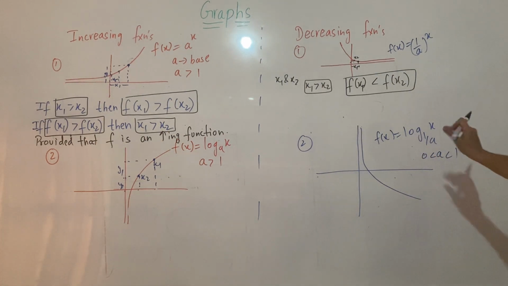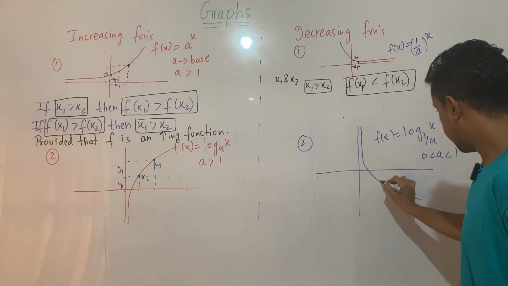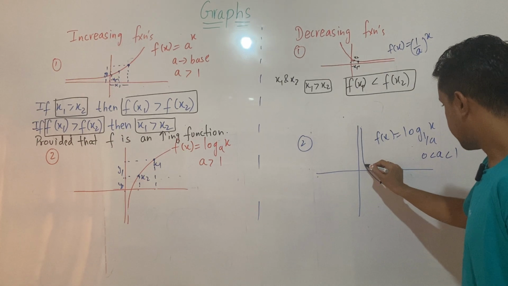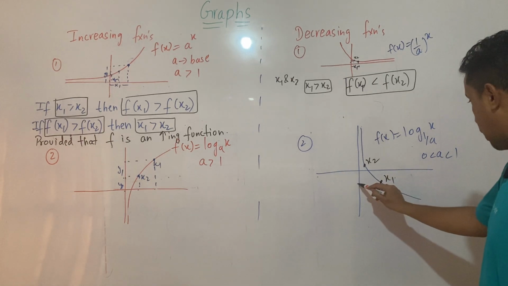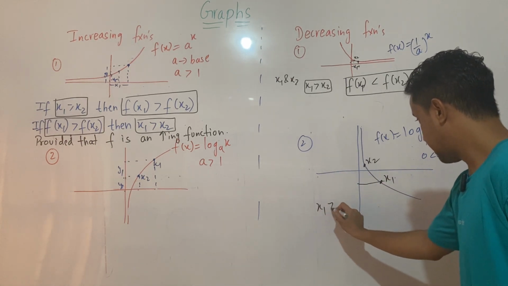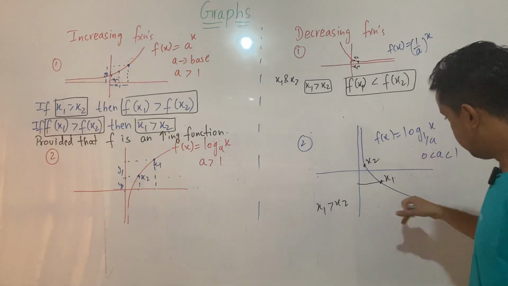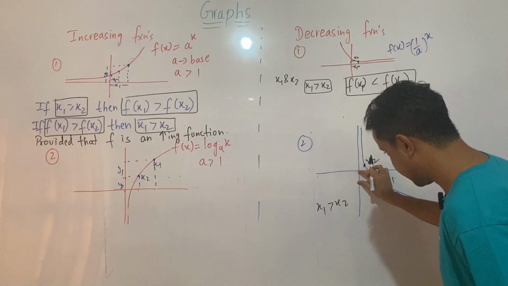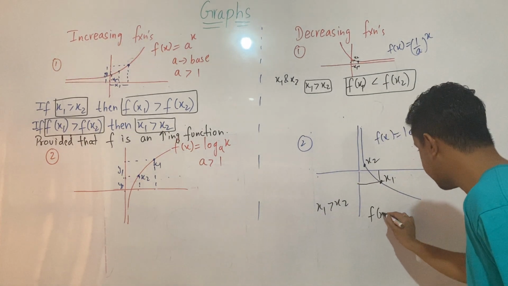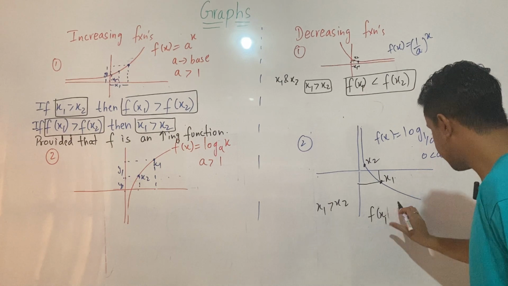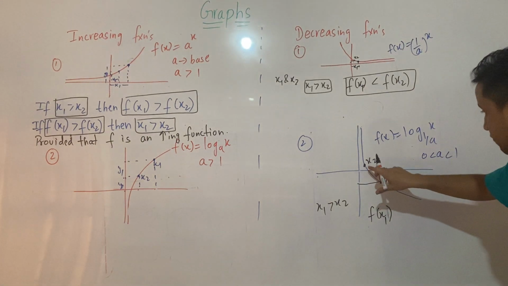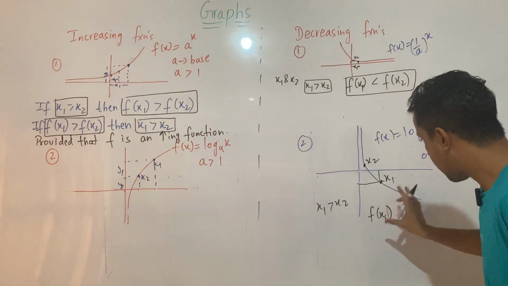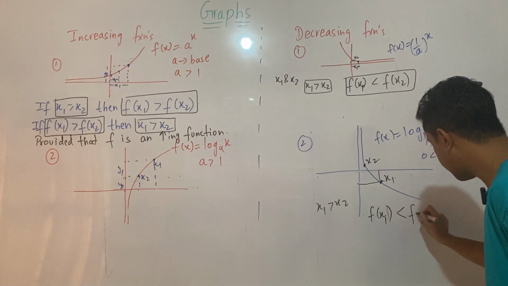Here, for example, I took one value x1, and here is my x2. Now x1 is greater than x2. Yes, that's true. Now check the value of f(x1). Now see here, f of x1 is a negative value, right? And what is f of x2? F of x2 is a positive value, so it means that f of x1 is less than f of x2.